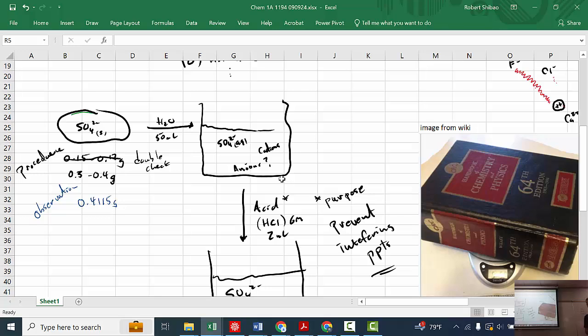Not this stuff, because this stuff, 6 molar, we call dilute. If it was the 12 molar stuff, then I'd probably spend a lot more time washing it off.